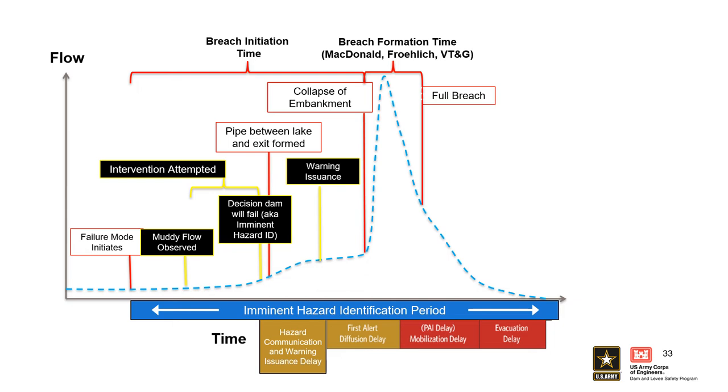So the imminent hazard identification period. Understanding the idea of when somebody might identify that they have an imminent hazard occurring could be anywhere from when that failure mode initiated to well after the dam breach, right? It could be that dam not monitored out in the middle of nowhere and nobody knows it breached until somebody 100 miles downstream sees a flood wave coming, right? That could be well after. So start by understanding, here's my time period.